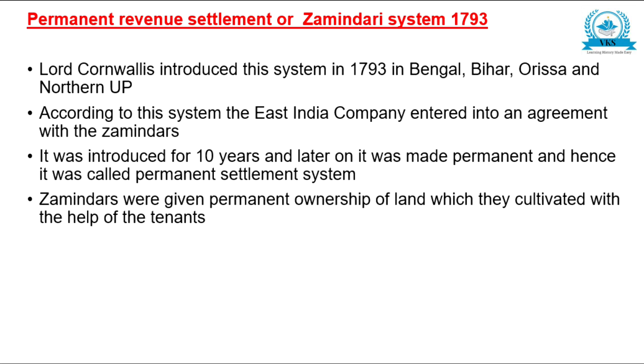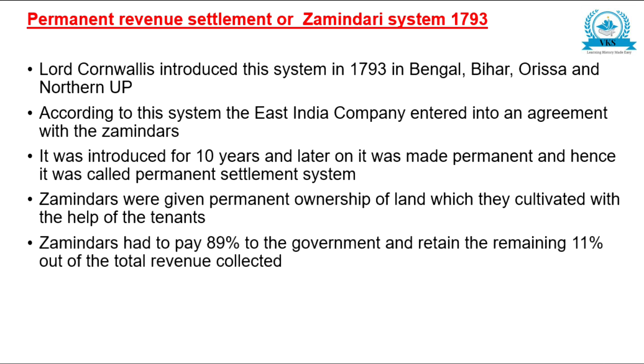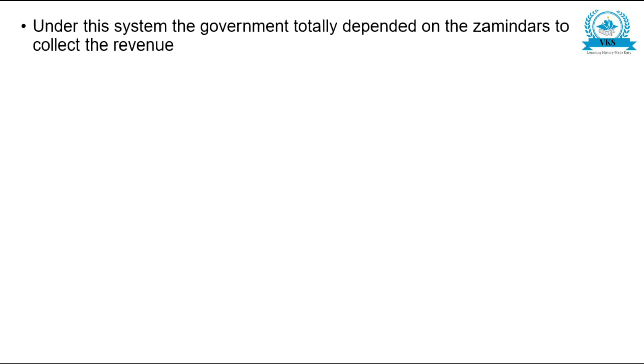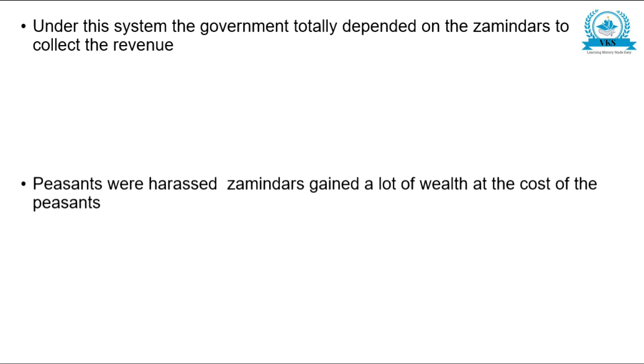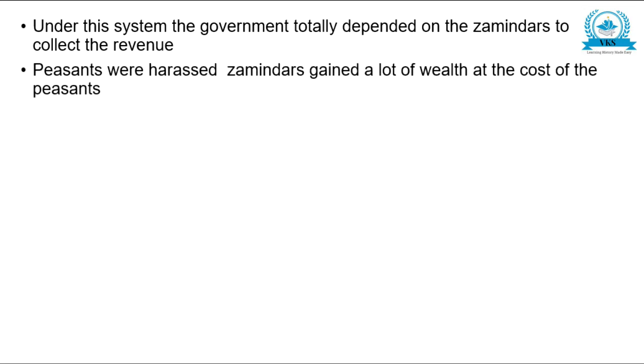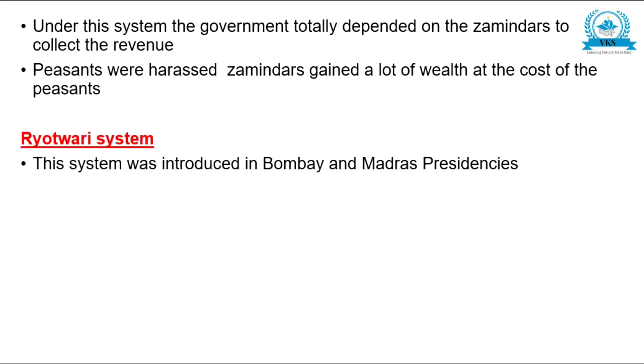Zamindars were given permanent ownership of land, which they cultivated with the help of tenants. Zamindars had to pay 89% to the government and retain the remaining 11% of the total revenue collected. It brought regular income to the government. Under this system, the government totally depended on the zamindars to collect the revenue. Peasants were harassed. Zamindars gained a lot of wealth at the cost of the peasants. Ryotwari system: this system was introduced in the Bombay and Madras Presidencies.